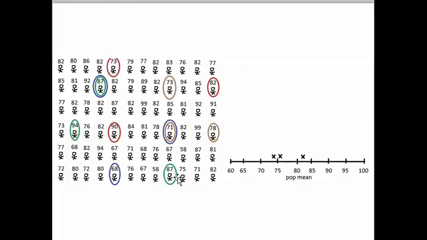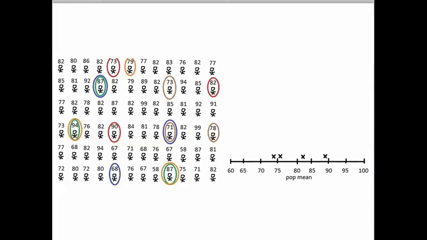The students in the green circles are another possible sample of 3 students that could be chosen, and those 3 students have their own sample mean. Their sample mean is 89.3, which is out there. It's above the population mean.